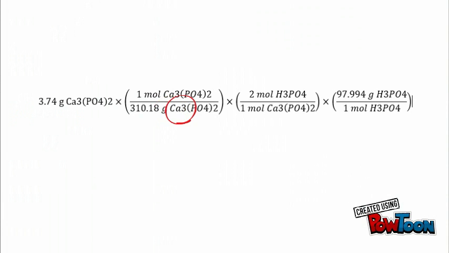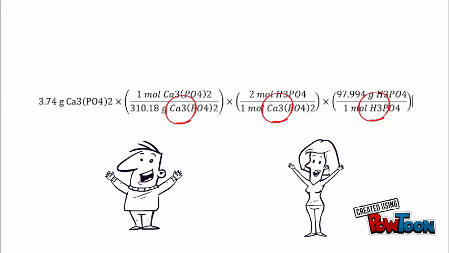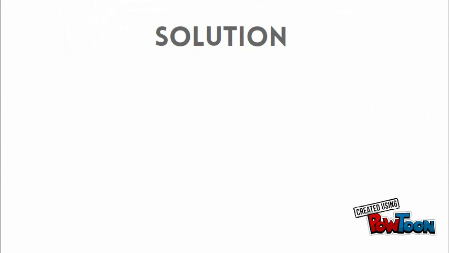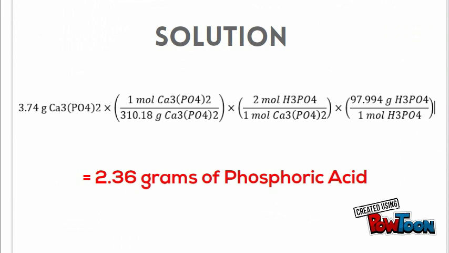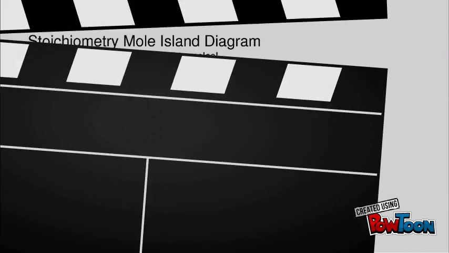Just a quick reminder and tip, you always want to put the unit that you want to get rid of in the bottom of the fraction, in order for you to cancel out the unit throughout the equation. So by solving the equation below, we get the final answer of approximately 2.36 grams of phosphoric acid.